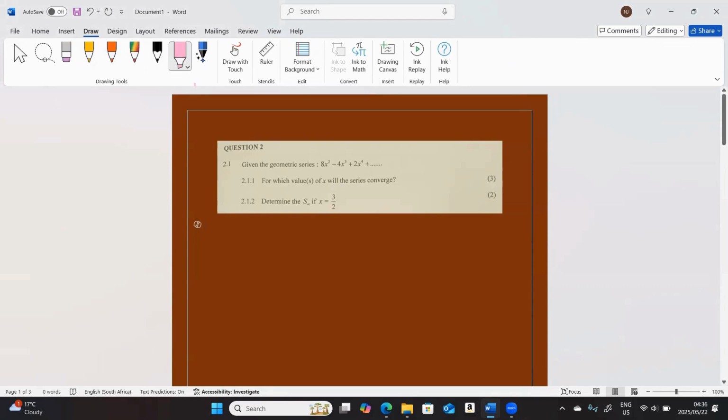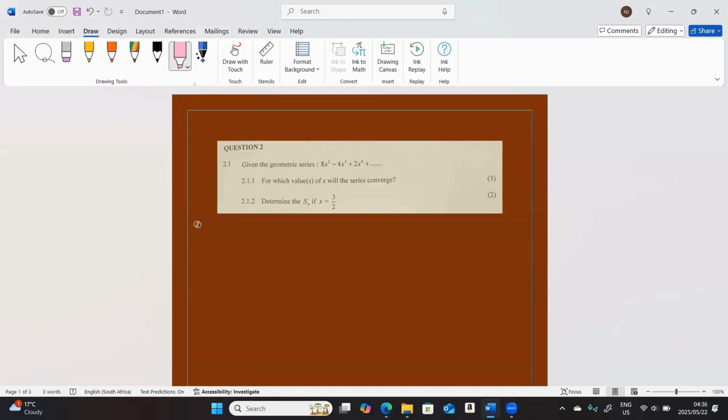All right, so they say, given the geometric series 8x squared minus 4x cubed plus 2x to the power of 4 plus, and then that continues on. Those are the first 3 terms of my geometric series. It is a series because we are adding these terms together. Okay, so let's have a look at 2.1.1.